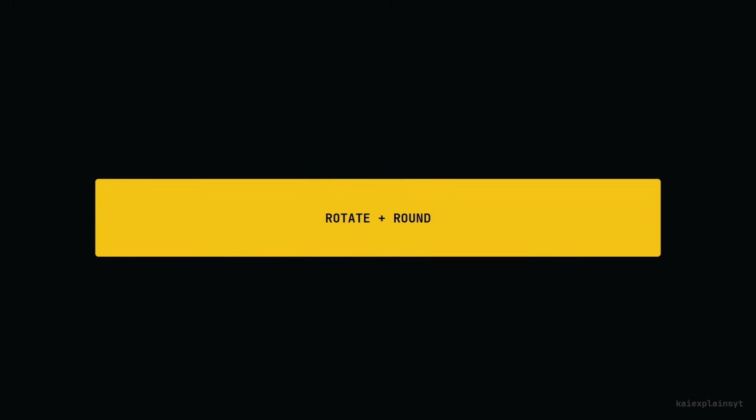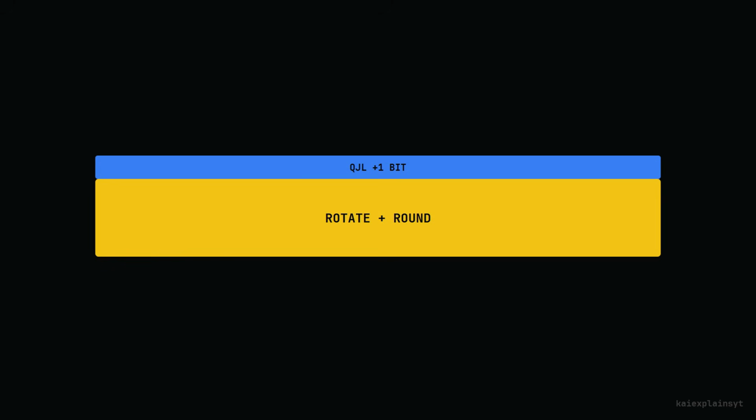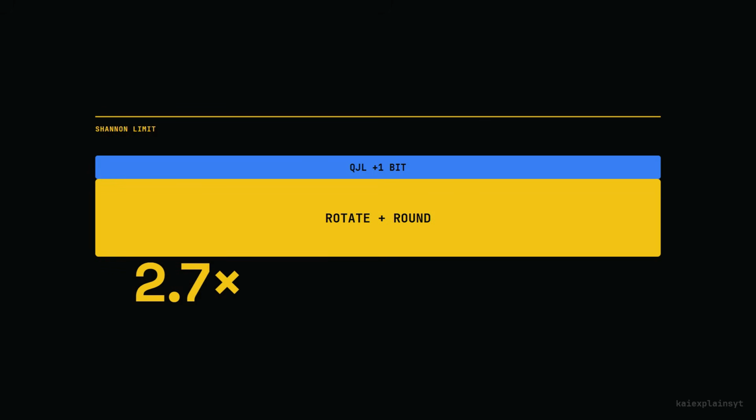Google stacks 2 ideas together. The first, rotate and round, spends most of the bits capturing the core of each vector. The second is a 1-bit sign trick called QJL that spends a single leftover bit cleaning up the error at basically 0 cost.